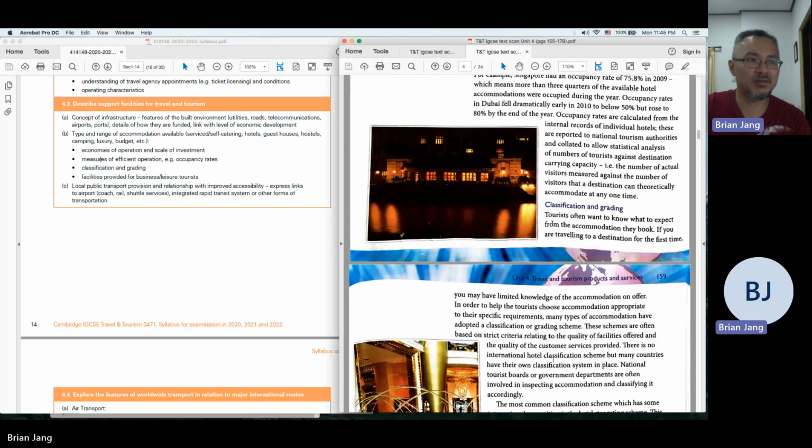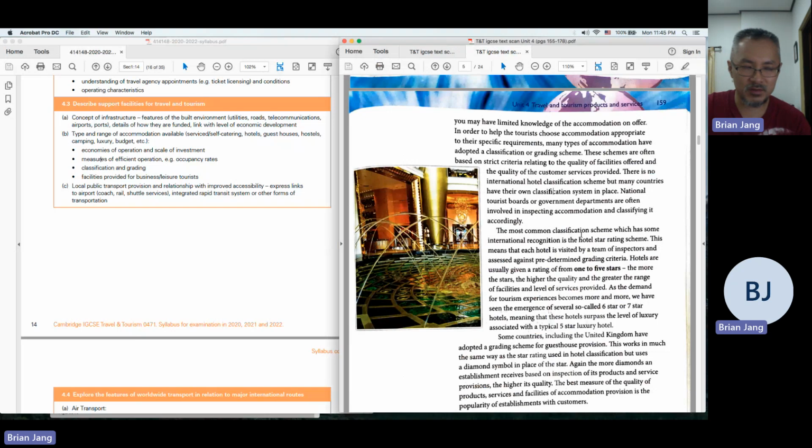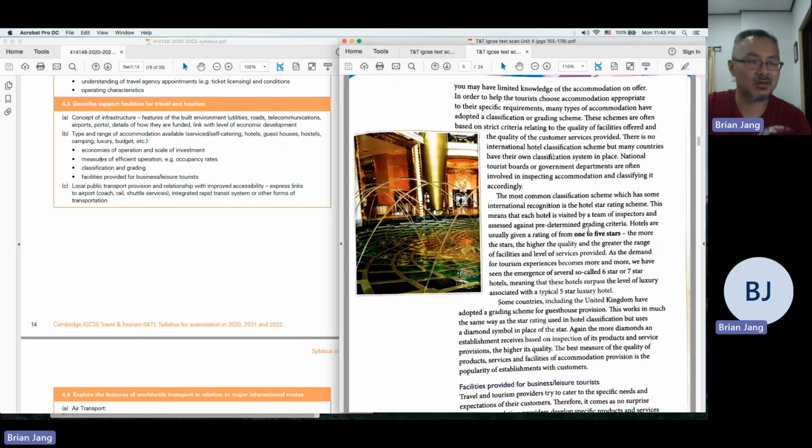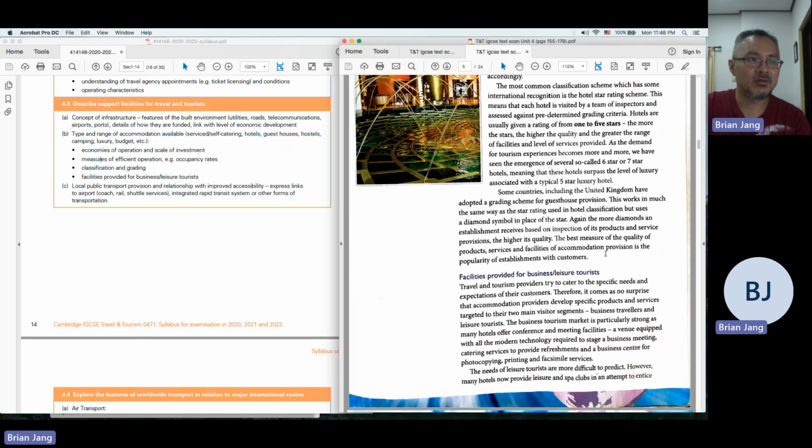Classifications of grading a hotel. Obviously, 5 stars. 5-star hotels have the best customer service. I don't know anything that's considered 1-star, or that they would even be proud to say they are 1-star. Guest houses, hostels, backpackers, right? So facilities provided for business and leisure tourists. Don't forget about business tourists.